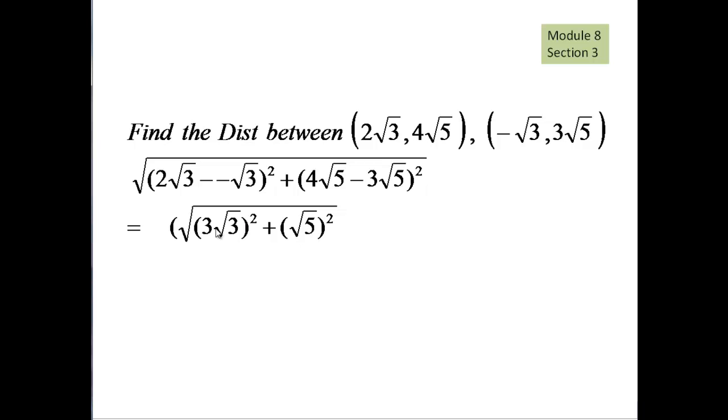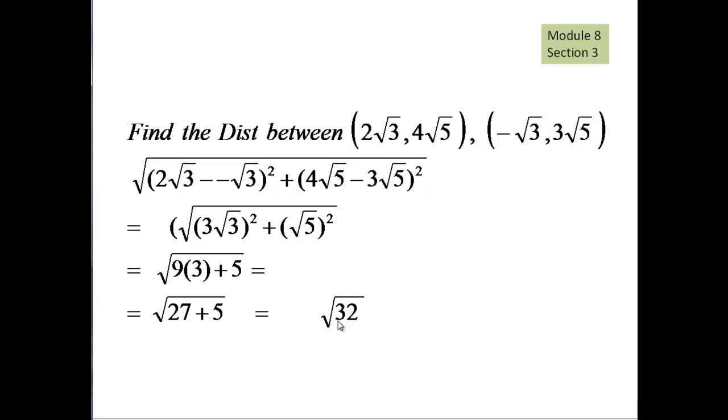Okay, we square both of these. 3 squared is 9, and a square root squared takes the number out, so it's 9 times 3. The square root squared takes the number out, so that's just a 5. Now we have 27 plus 5, which makes 32. Now 32 will reduce.